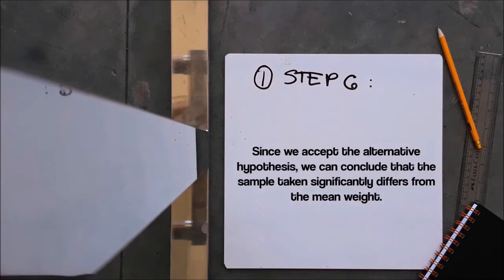Step 6. Conclusion. Since we reject the null hypothesis and accept the alternative hypothesis, we can conclude that the sample taken significantly differs from the mean weight.